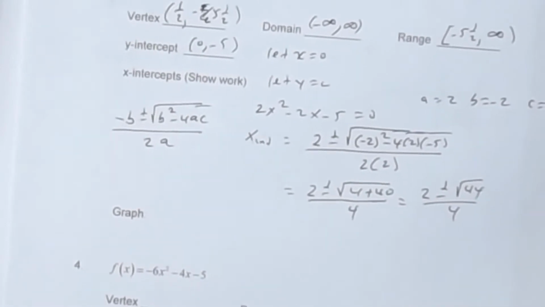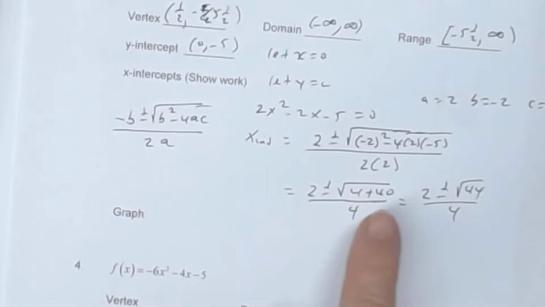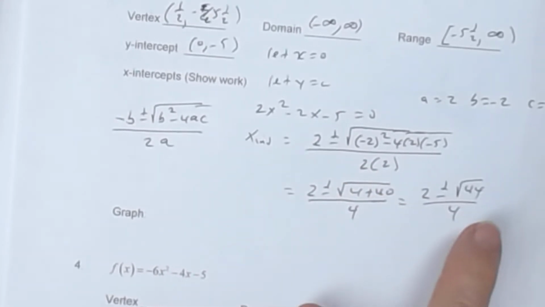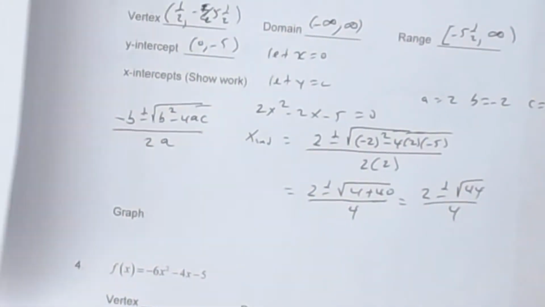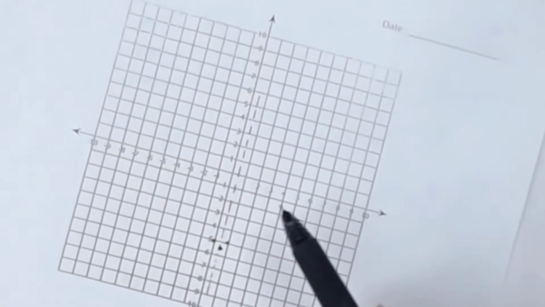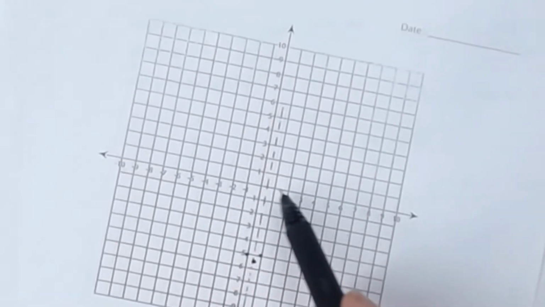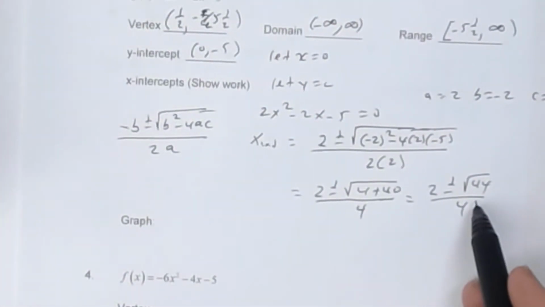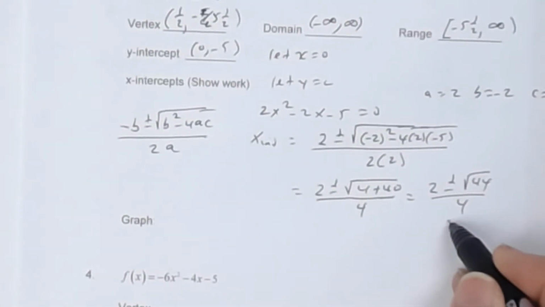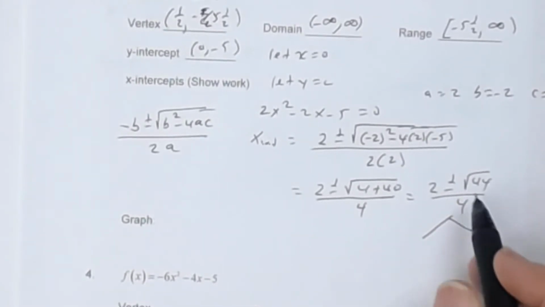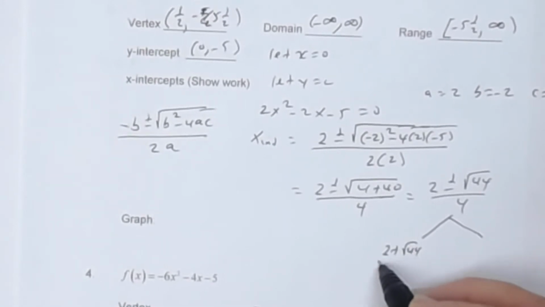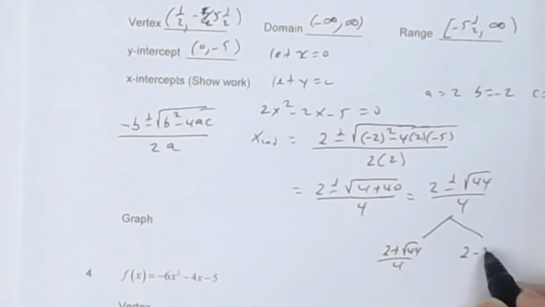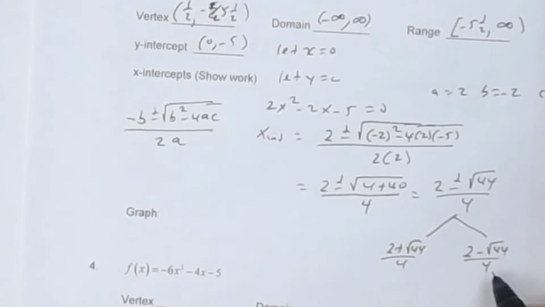Now remember, in the previous lesson a while back, when you solved a quadratic equation, you were asked to simplify this radical. Don't do that here, because all you want to do is use this information to plot your x-intercepts. So just go ahead and use your calculator at this point. But remember, there are 2 x-intercepts. So you have 2 plus the square root of 44 divided by 4, and then 2 minus the square root of 44 divided by 4.